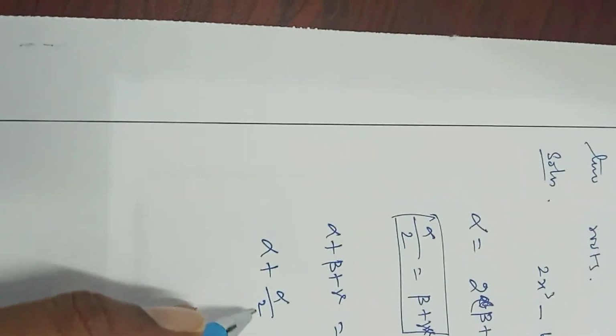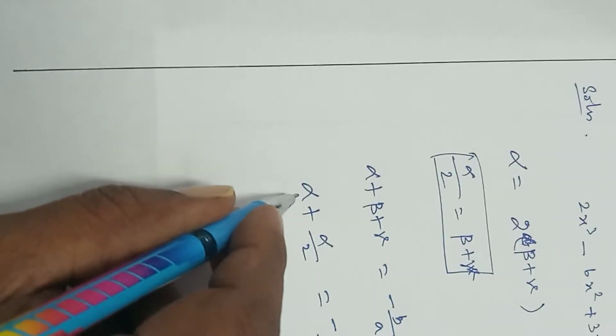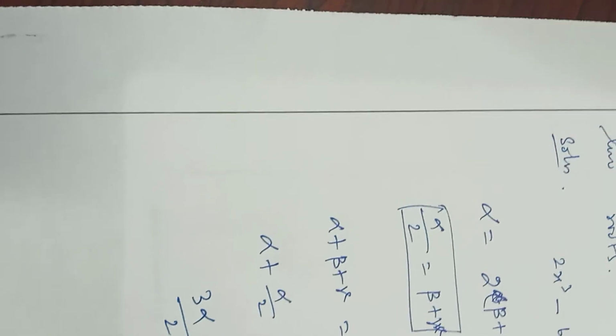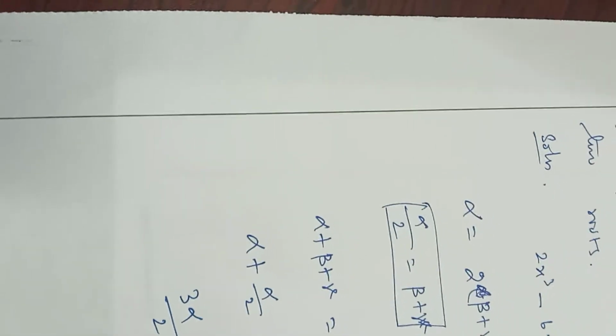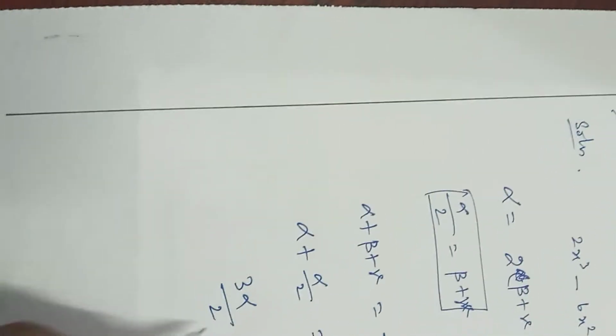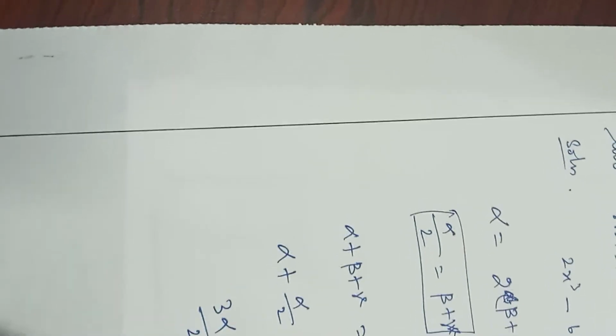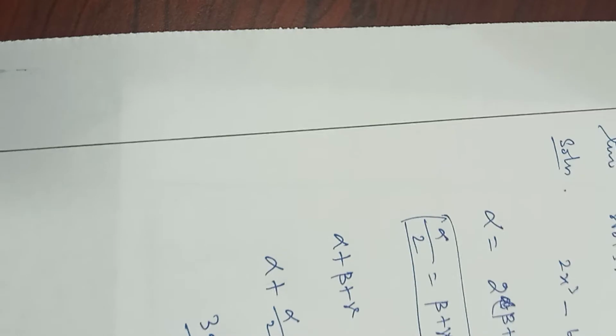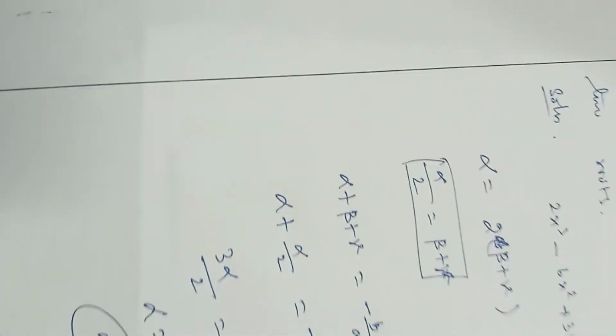Next, cross multiplication: 2 alpha plus 1 alpha, that is 3 alpha by 2, equals minus into minus 6, which is plus 6. Then alpha is equal to 6 into 2 by 3, the 3s cancel, then alpha is equal to 2.